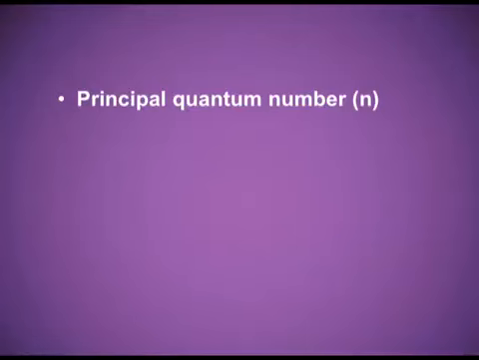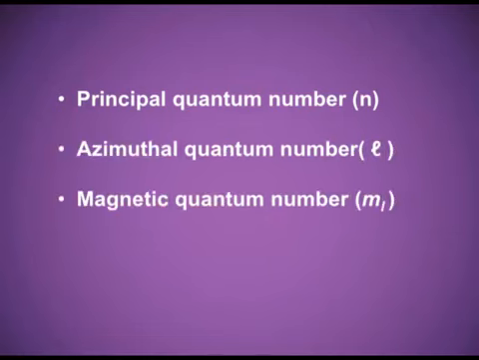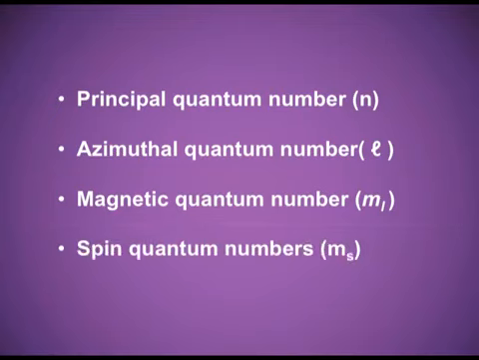The first one is the principal quantum number, second is azimuthal quantum number, third is magnetic quantum number, and the fourth one is the spin quantum number. The first 3 explain about the orbital and electron both, but the fourth quantum number, that is the spin quantum number, is only for the electrons because electrons are only spinning in the orbital. Let's discuss each quantum number one by one.